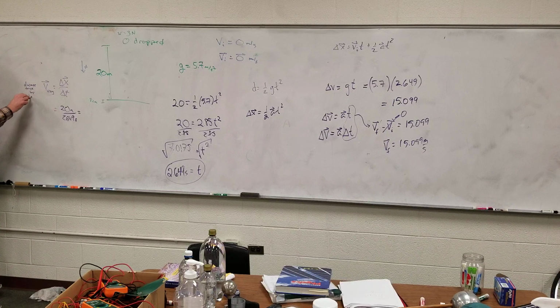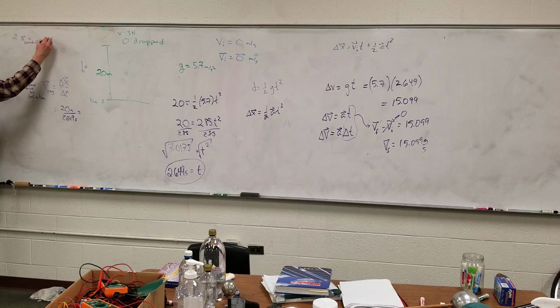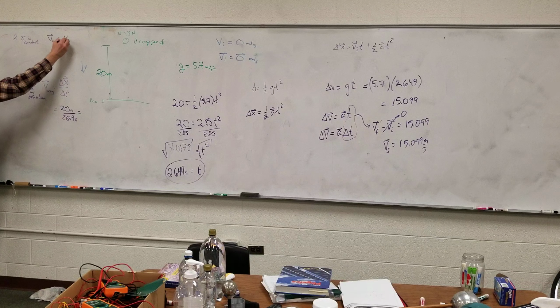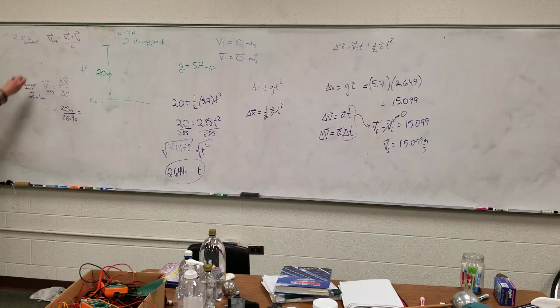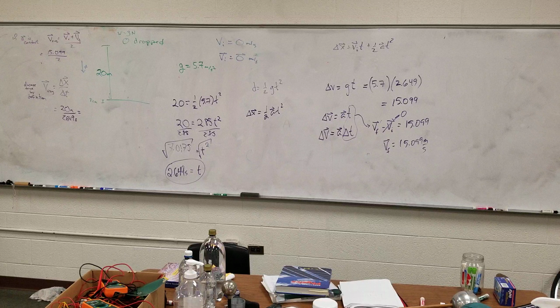And then if acceleration is constant, which it is for a free fall problem, ignoring air resistance, then my average velocity is just my initial plus my final divided by 2. So that was 15.099 divided by 2. So 7.5. 7.55.